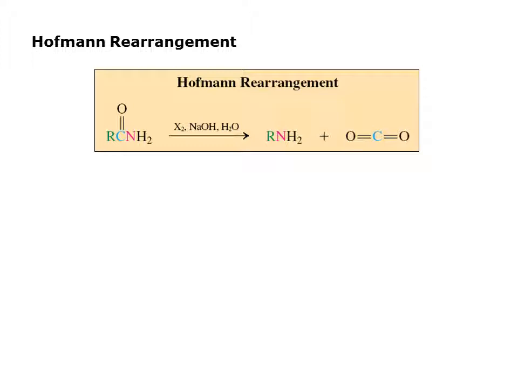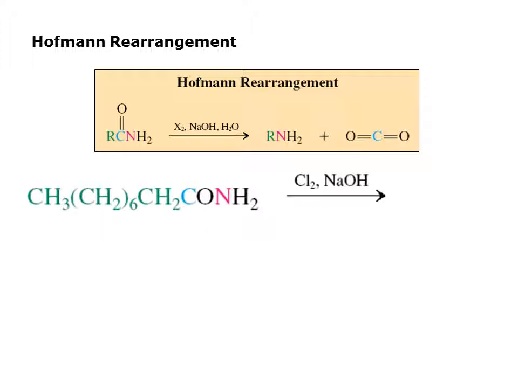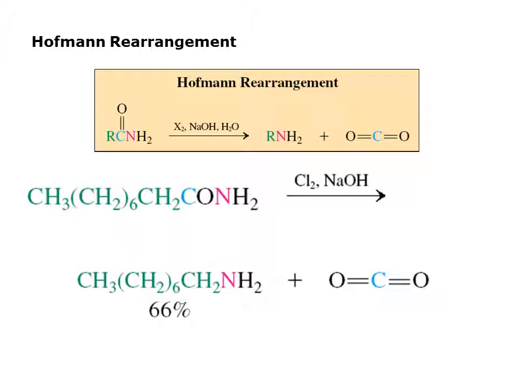The Hofmann rearrangement uses the amidate ion in a halogenation reaction to make a primary amine. You'll note that in this halogenation reaction, your final product does not have a halogen in it. If we look at this long chain with a carbonyl and a nitrogen group, so we have an amide, chlorine plus a base will give us our primary amine. Notice here that the carbon of the amide has now been released as carbon dioxide. So let's go through this mechanism.